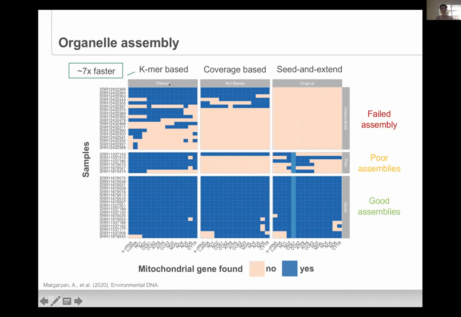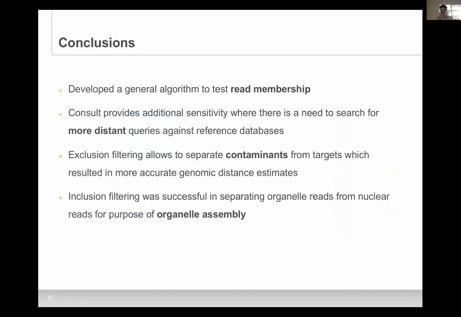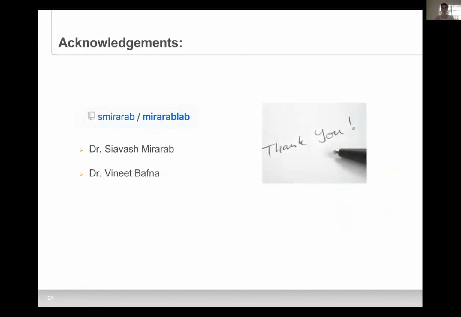Here I also have to point out that our chimer-based approach was about 7 times faster than coverage-based, primarily because filtering does a lot of heavy lifting, which makes our assembly step very fast because it deals only with a small portion of sequencing reads. And with this, I want to wrap up. I just want to point out that we believe we developed a general purpose algorithm that allows us to test read membership, and we're hoping that it may be useful for a majority of applications. So thank you very much.